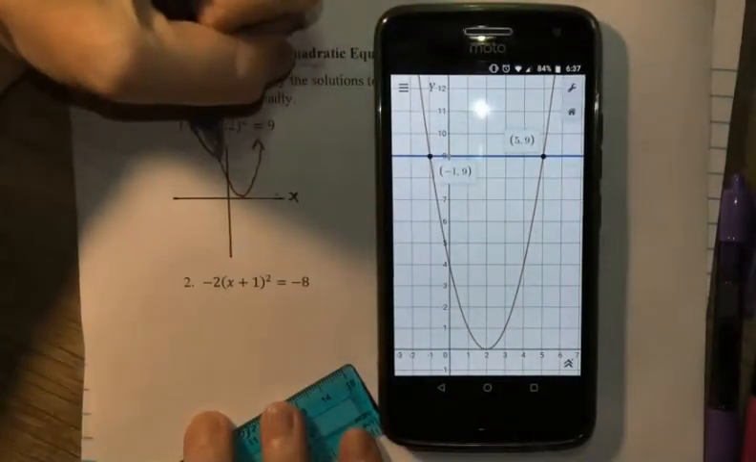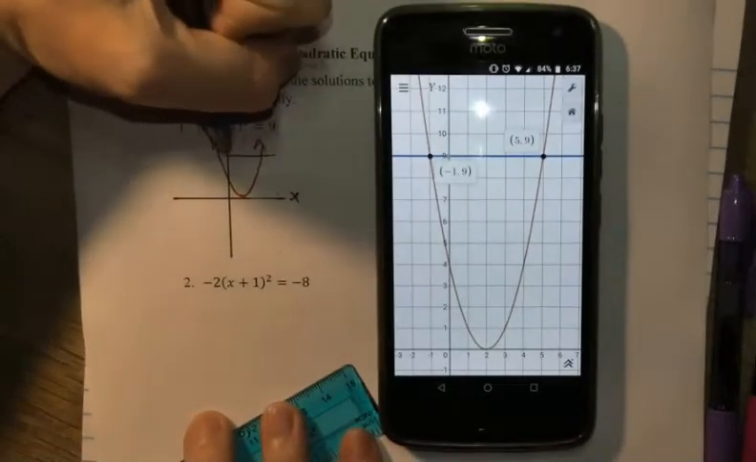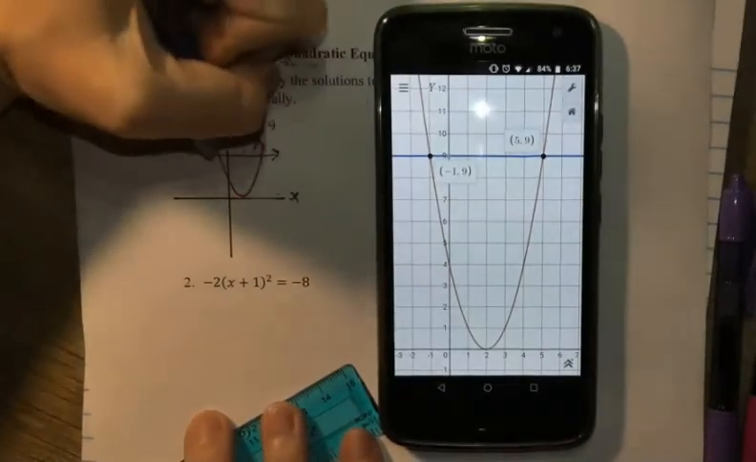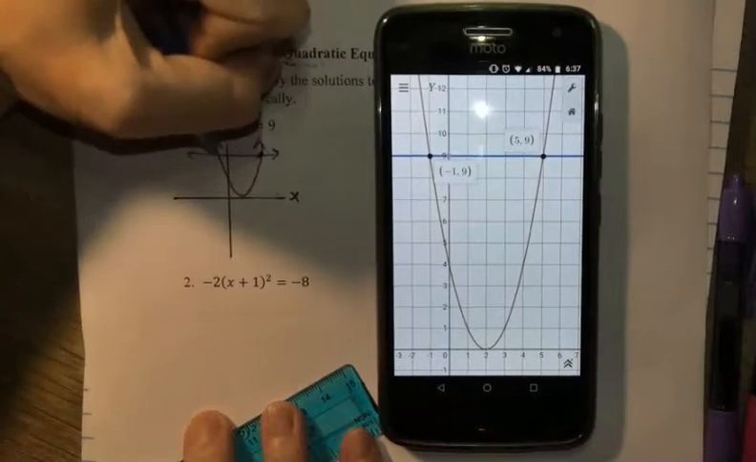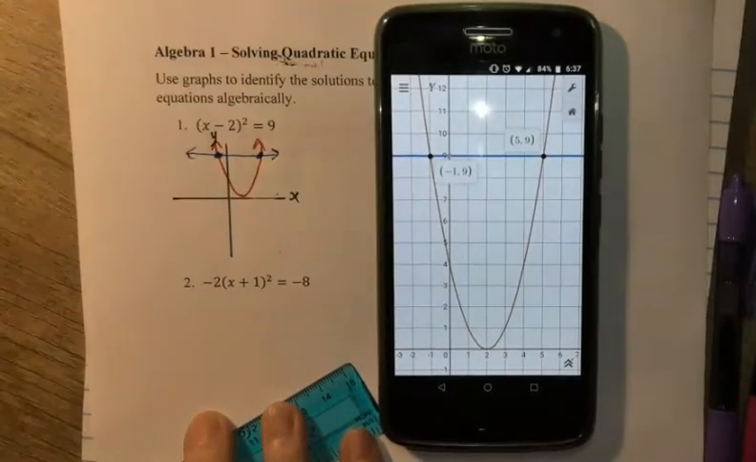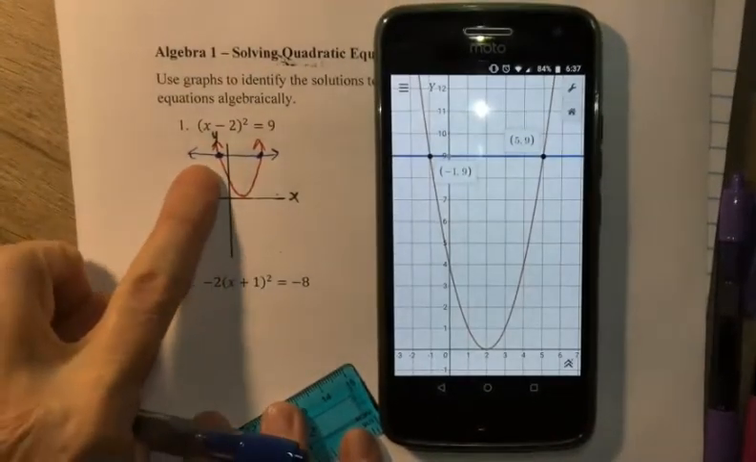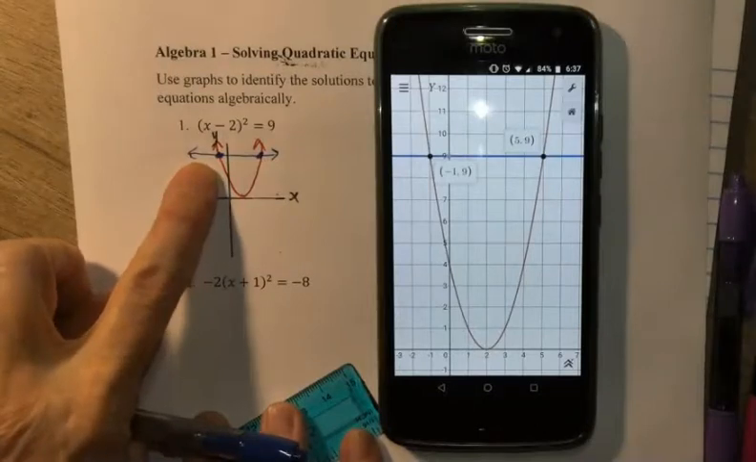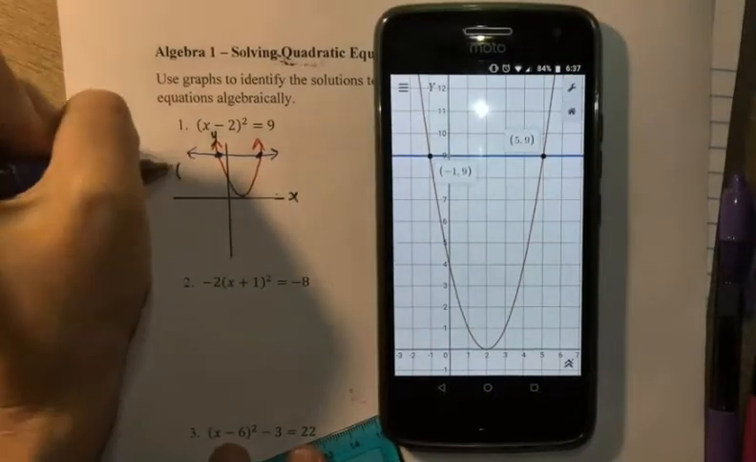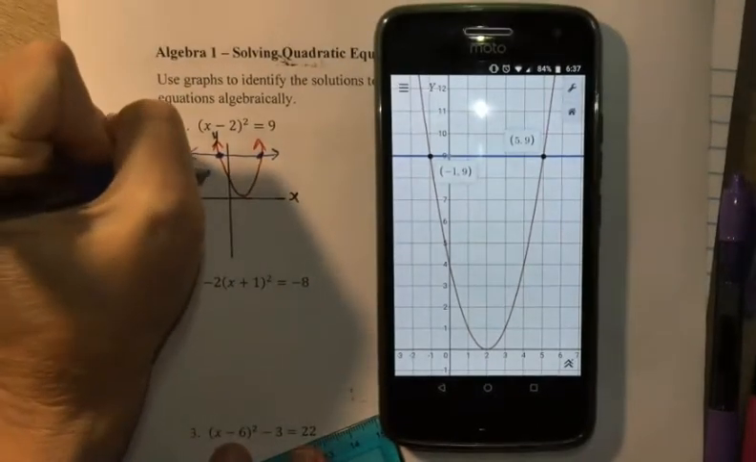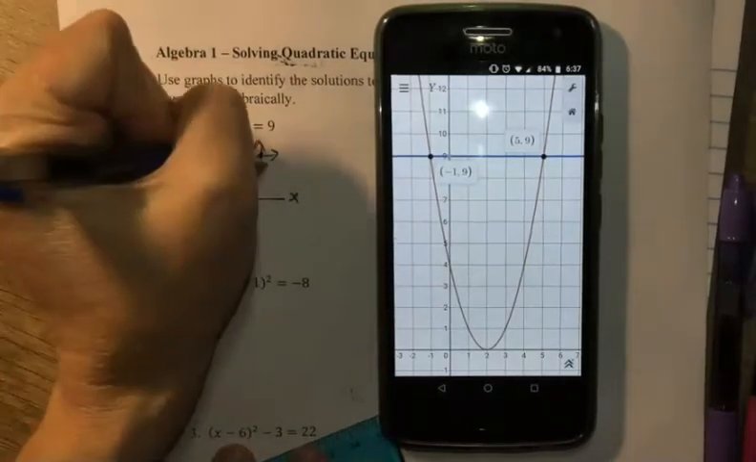Now you'll notice I'm not putting any scales. I don't really need all that information. What I really need are these 2 points of intersection. So we're going to put the points of intersection and label those here. So this point of intersection is -1, 9. And the other point of intersection is 5, 9.